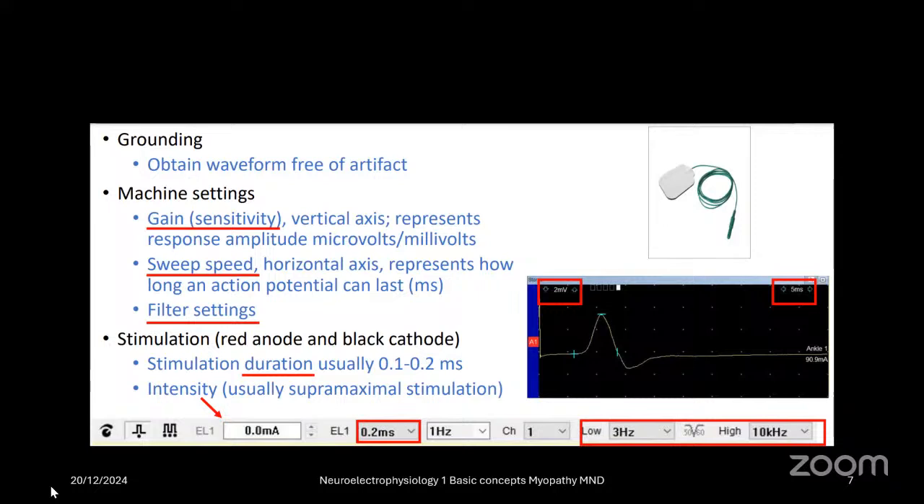And the filter settings, like low and high filters, which we use so that artifacts are not there. Red is anode and black is cathode, conventionally. The stimulation duration is usually 0.1 to 0.2 milliseconds, and the intensity can be seen here. Supramaximal intensity is what you usually use.